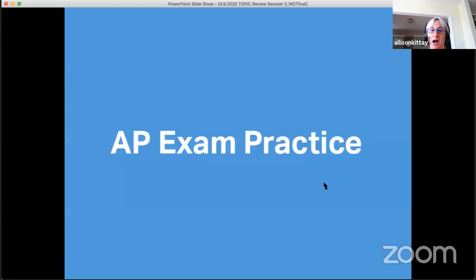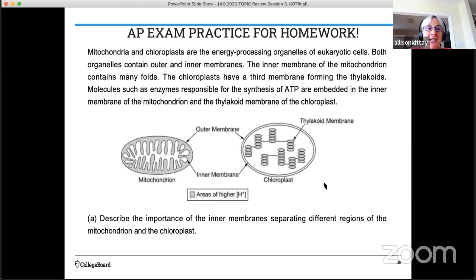All right, so let's take a look at your homework tonight. Your homework tonight is on 2 organelles that we talked about today, mitochondria and chloroplast, and there's a long introduction, but what you're asked to do with this question is to describe the importance of the inner membrane separating the different regions of both the mitochondria and the chloroplast. Okay, so I want you to read that question carefully. I want you to look at the diagrams that are presented visually for you, and then I want you to describe the importance of those inner membranes. Tomorrow, Ms. Pfizer will be with you, so she will debrief this homework.